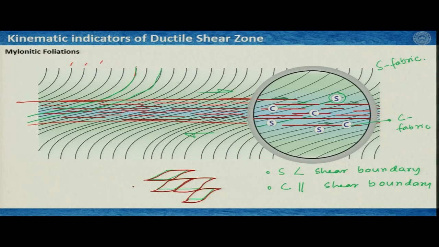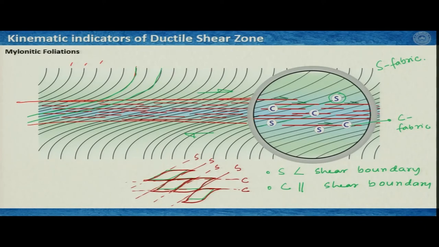Where this orientation is the orientation of S fabric, and this orientation is the orientation of C fabric. So, S is at an angle with the shear zone boundary and C is parallel to the shear zone boundary.